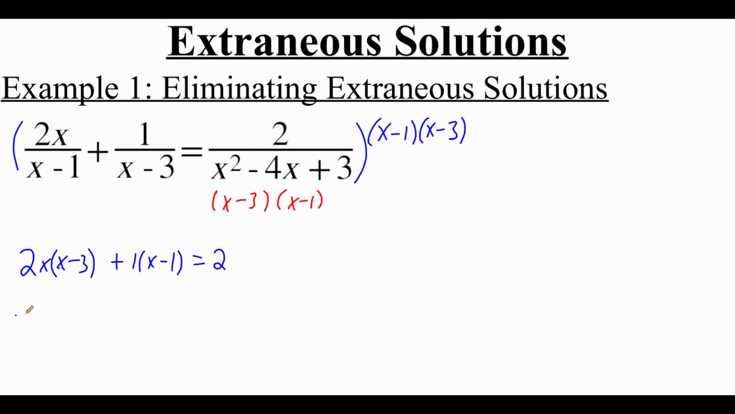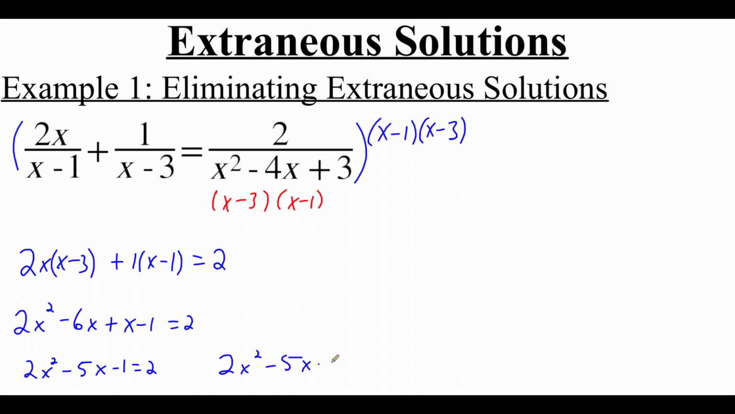Now I'm going to take care of cleaning up the left-hand side by doing some distributive property first. So the 2x times x is 2x squared, and 2x times negative 3 is negative 6x. And then here, if I'm distributing 1, that's not really going to change anything. So this is going to be plus x minus 1 equals 2. Now I can combine some like terms. So I get 2x squared minus 5x minus 1 equals 2. But I'm also going to subtract that 2 over to the left-hand side. So we're going to get 2x squared minus 5x minus 3 equals 0.